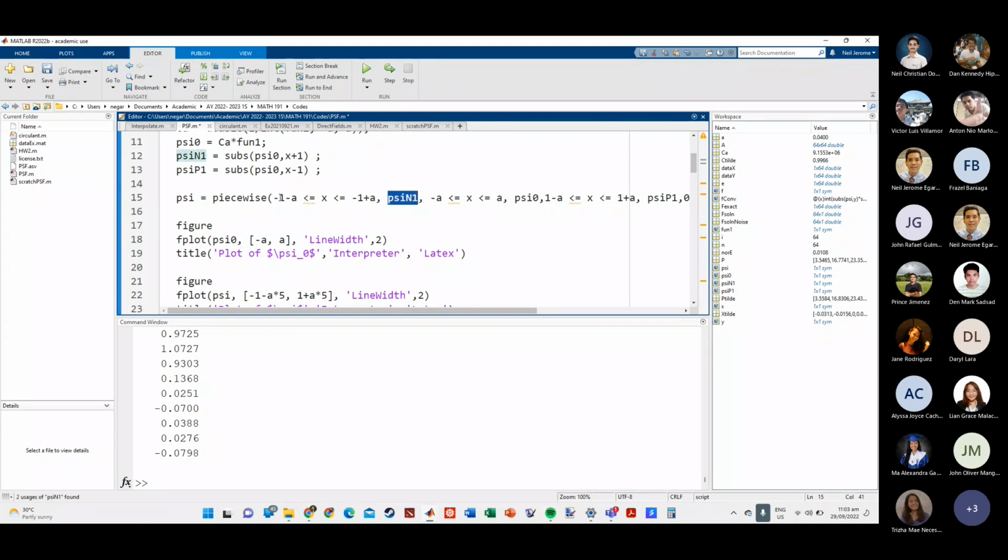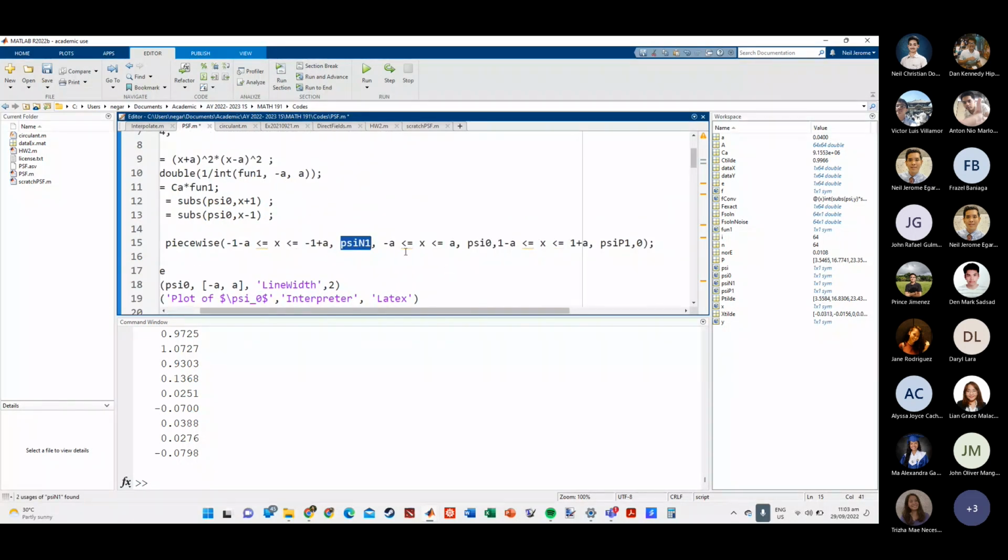n1. And look at this. This is the interval -1 minus a hanggang -1 plus a. So kukunin ko yung kopya ni psi sub 0 over this interval, which I called psi n1. Tapos susunod, from -a to a, ito yung original psi sub 0. So ang value ni psi ay si psi sub 0 lamang. And then, on the interval 1 minus a to 1 plus a, ang value niya ay yung kopya ni psi sub 0 doon sa interval na yon. But we already computed that earlier. We call it psi p1.